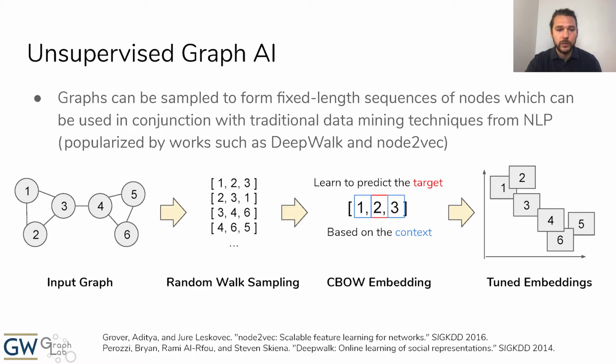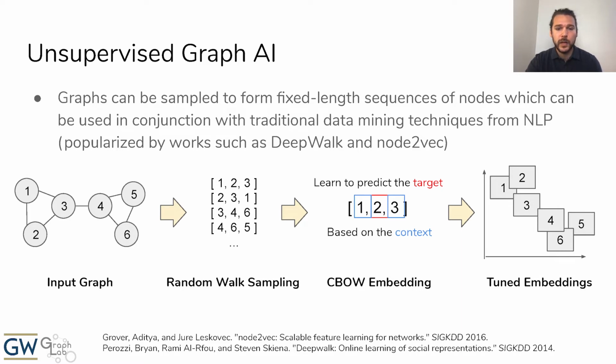An input graph is first sampled via random walks to generate a set of fixed-length node sequences. These node sequences can then be used to train a per-node embedding vector using a technique such as the continuous bag of words embedding process. In this process, vector embeddings are tuned for each entity such that they are best able to predict a node based on the context in which it is found.